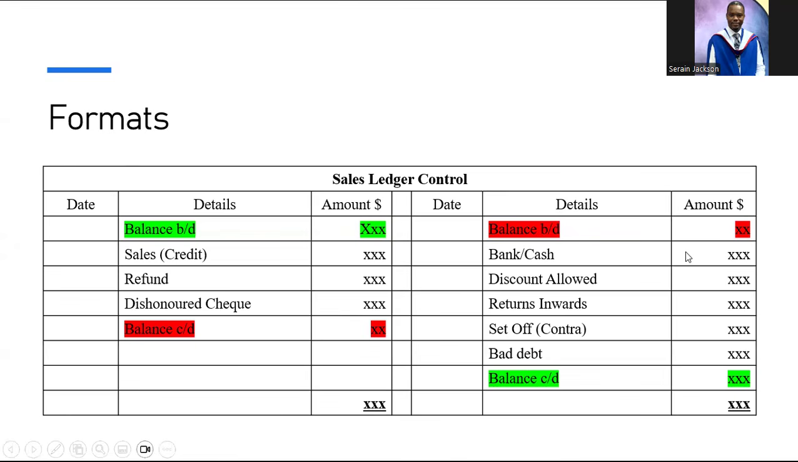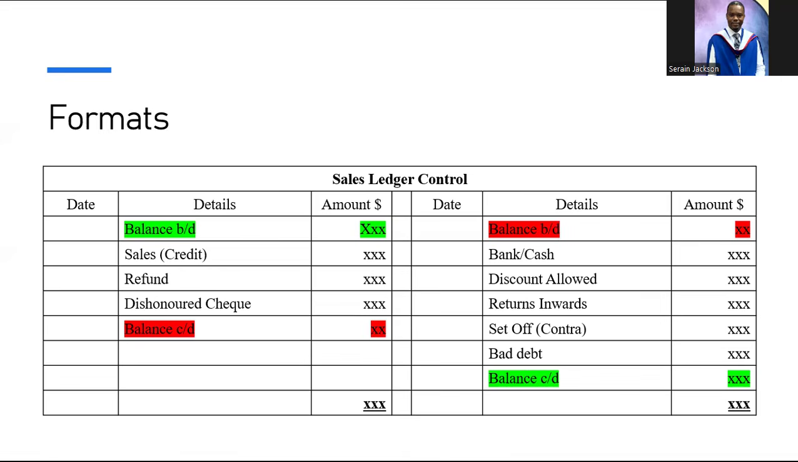Now, on the credit side, these are all the items that reduce what your debtors owe you. Obviously, if they pay you, whether in check or cash, you will put it there. Discount allowed is when you give a discount, and it's an expense to the business. Returns inward, they are sending back goods to you. You look at this item, set off. Some textbooks will call it contra entry. Now, a set off is a type of contra entry, and what that means is that it is in both the sales ledger control and the purchases ledger control on the opposite side.